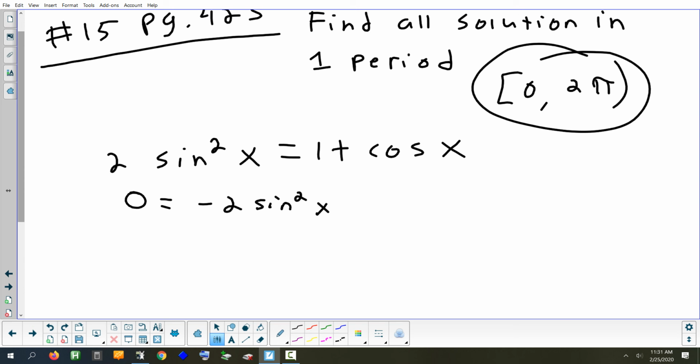So now the 2 sine squared x is on the right. Cosine, still on the right. And the plus 1 is still on the right. Okay. Any question on the first step? Right. So now it's equal to 0.